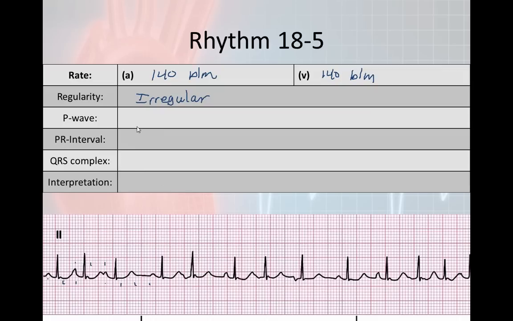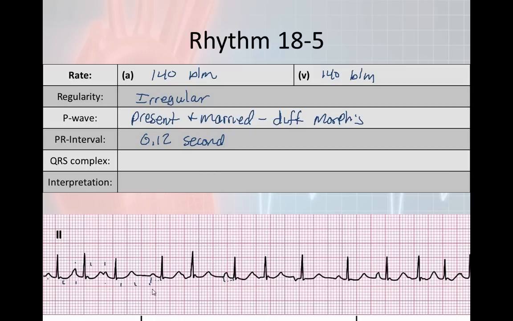So they are present and married. But we have different morphologies. The PR interval itself, let me see if I can find a good one here, starts here, ends here. That's a 1, 2, 3, 4. Starts here, ends here. That's a 1, 2, 3. So we'll say like 0.12 second. It's probably a range between 0.12 and 0.16 second, but I'm just going to put that down for now.